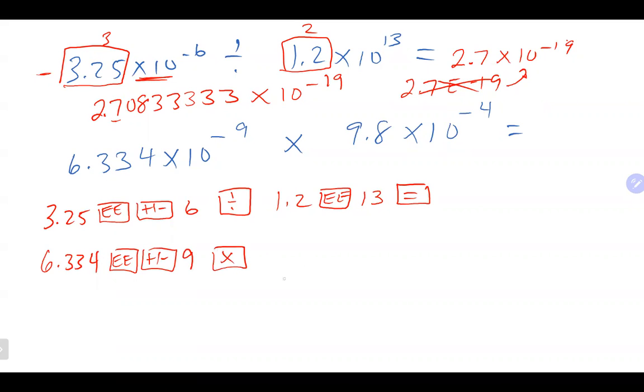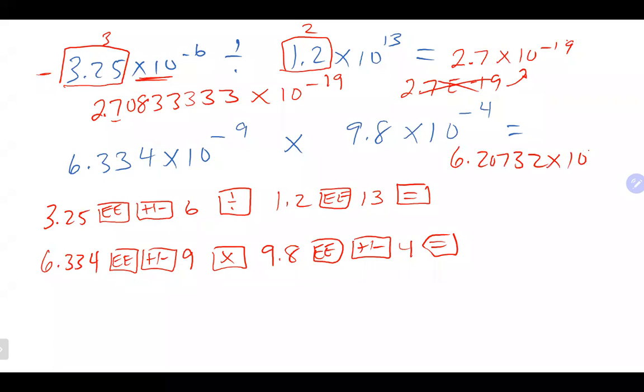So we're going to hit the multiplication button, 9.8 exponent button. And this one's also negative, so negative and 4, and then hit equal. And in this particular case here, 6.334 exponent minus 9 times 9.8 exponent minus 4 there. On my calculator, giving me 6.20732 times 10 to the minus 12.